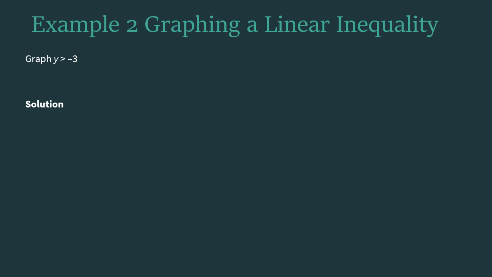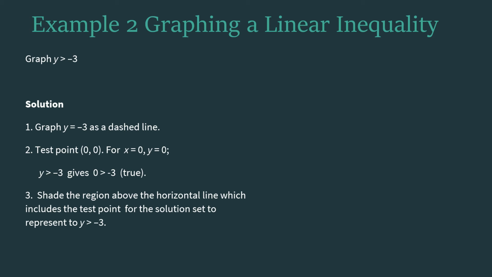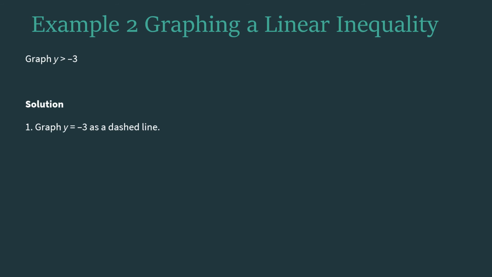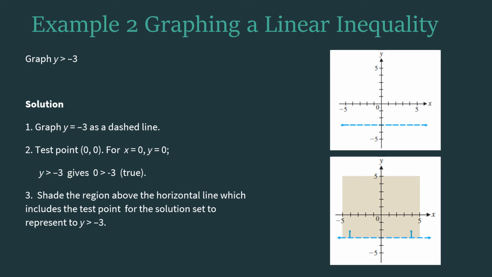Suppose if I want to graph y greater than negative 3, then I have to graph the line y equal to negative 3 with a dotted line because it is strictly greater than. And I may take a test point and check whether it is true. Here x is 0, y is 0. 0 is greater than negative 3 is true. So I shade the region which includes 0, 0. So the graph of this line is going to be a line like this, and then shading the region includes the point 0, 0. So the second diagram will be the answer to this question.